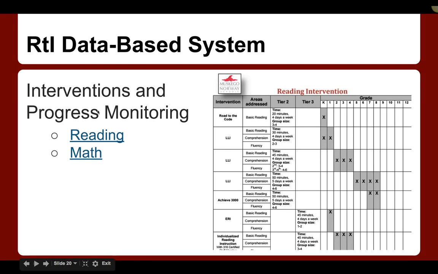Another component of our database system is our interventions and progress monitoring. One of the other districts around us used a chart similar to this to articulate the reading, math, and writing interventions. Right now we just have reading and math. We're doing writing on an individual basis. But this chart really summarizes all of the interventions we have for the whole system, whereas the framework sheets are more about each grade level and what it looks like, and can be a guide for the process. This one is really about what interventions we're using, for what grades, and what the Tier 2 or Tier 3 requirements are.